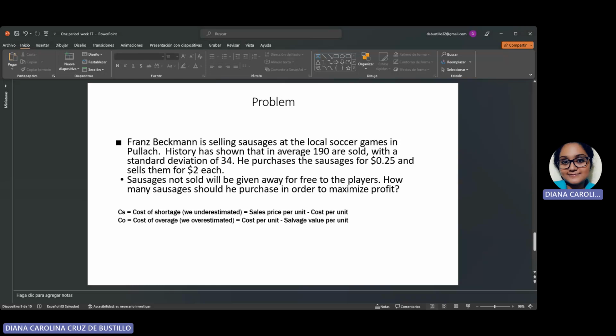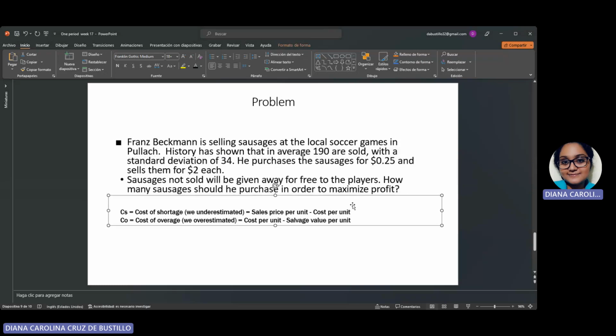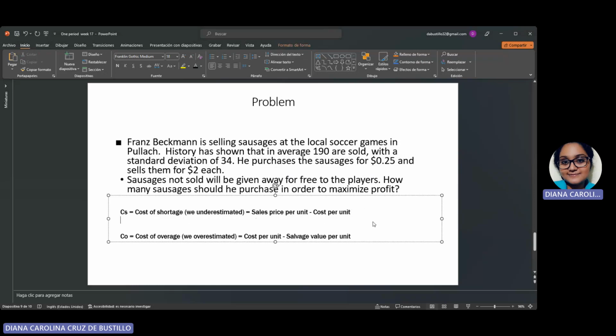The first thing we need to do after we have identified that this is a single period inventory model is to estimate both the cost of shortage and the cost of overage, okay? So let us begin with the cost of shortage. This is how much money it would cost you if you order less than what you really need, given your demand, okay? This is the opportunity cost of not having enough product to fulfill your orders.